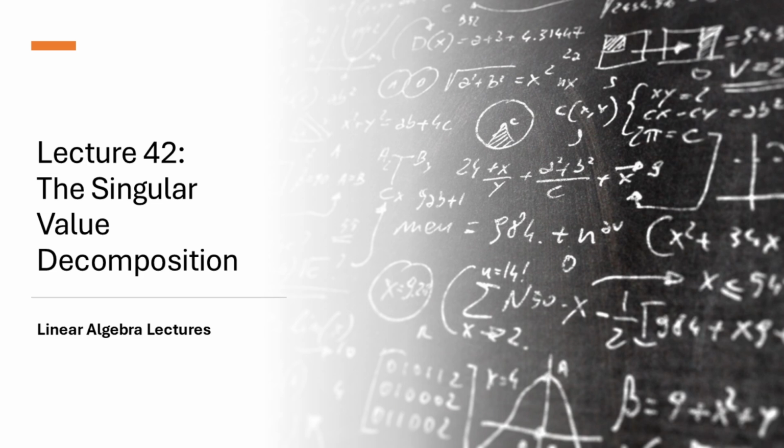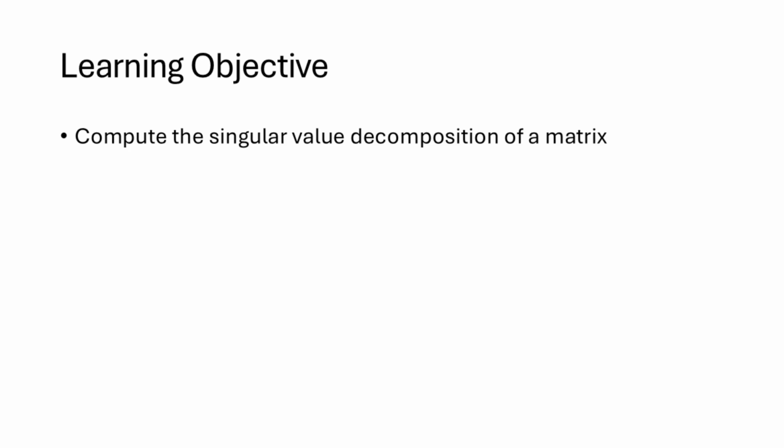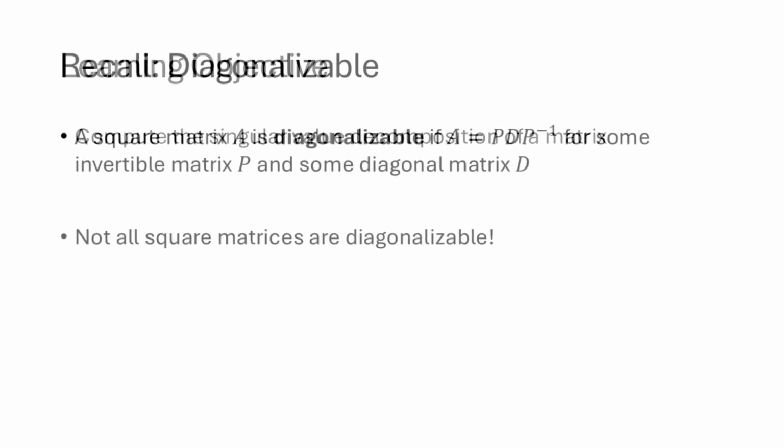Lecture 42, the singular value decomposition. Our objective for this lecture is to compute the singular value decomposition of a matrix. So let's recall that a square matrix A is diagonalizable if A can be written as P D P inverse for some invertible matrix P and some diagonal matrix D. We've seen that not every square matrix is diagonalizable.